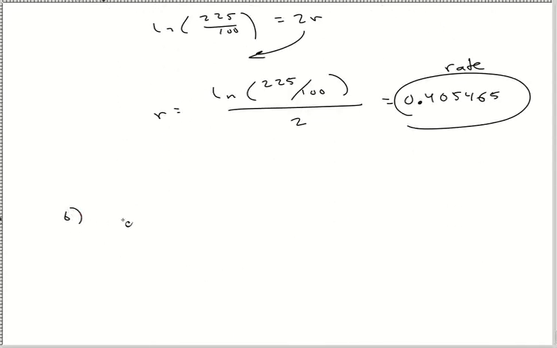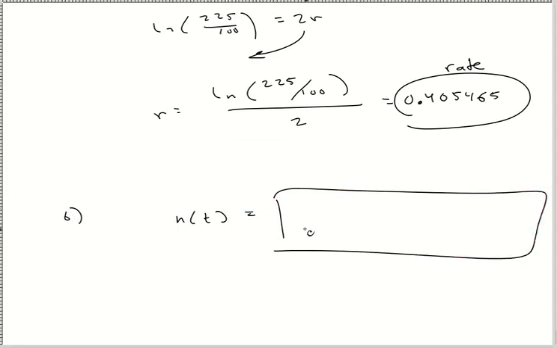So my part B answer actually should be N of t equals, and what you put in the box is going to be that 100 e to this rate, 0.405465, and then a t. They want it in terms of t. So there you go. Now we have a formula for the amount of frogs over the amount of time.